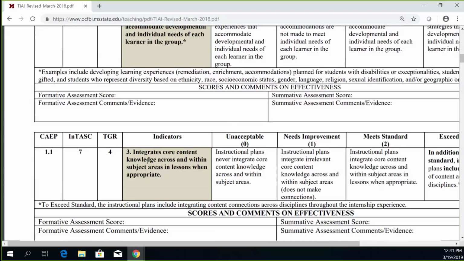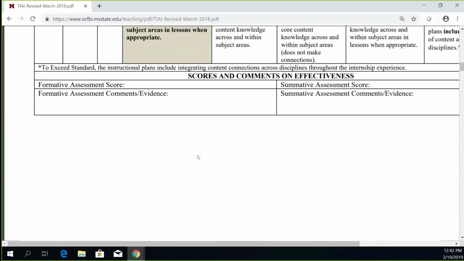Integrates core content knowledge across and within subject areas and lessons. So, did you hit the major areas in social studies, such as geography, history, and economics? You have to do them all, but did you hit the core content knowledge areas?